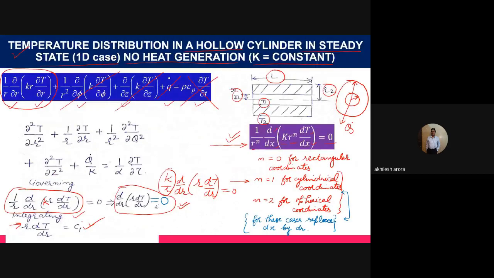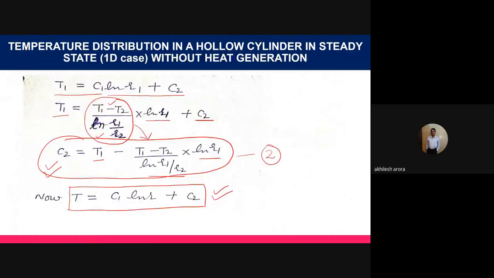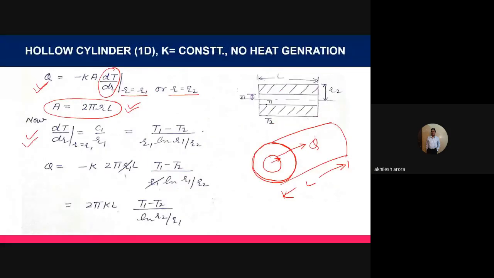Yes, here we have calculated the value of dT by dr, which is equal to C1 by r. This is the value of dT by dr, and we are going to calculate this value at r equal to r1. So the value of C1 is given as (T1 minus T2) divided by log(r1 by r2). This is the value of C1, and the r1 was already there in the denominator, so it is shown here.